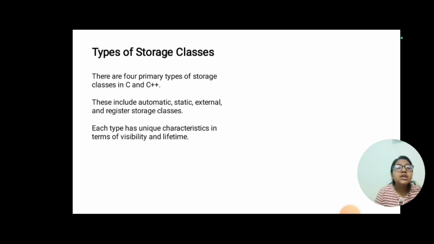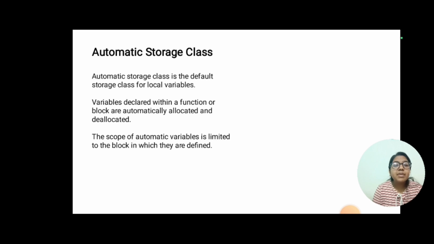Let us know the types of storage classes. What are the types of storage classes? There are four primary types of storage classes in C and C++. These include automatic, static, external and register storage classes. Each type has unique characteristics in terms of visibility and lifetime. Let us know them one by one.